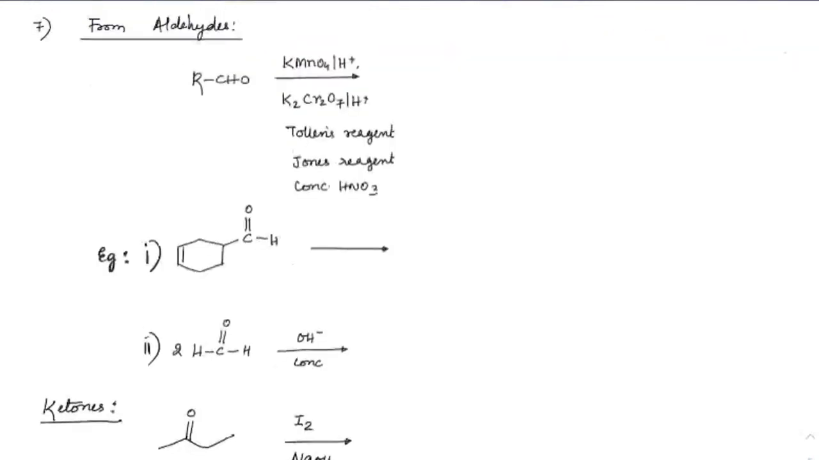Okay, let's see the preparation from aldehydes. With aldehydes, all of this will work: KMnO4, K2Cr2O7, concentrated HNO3, they will work. Along with that, Jones reagent, if you recall, Jones reagent was CrO3 plus H2SO4 in acetone. Tollens reagent, we have learned this, ammoniacal silver nitrate, correct? Ag(NH3)2+ and OH minus. So all of these reagents will convert that into the acid group RCOOH.